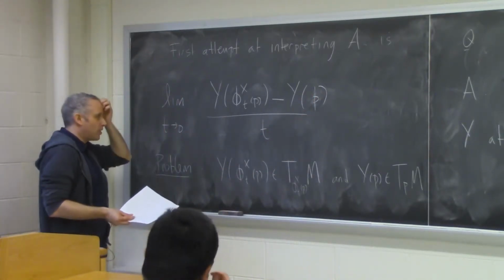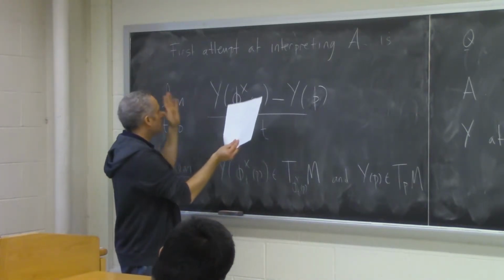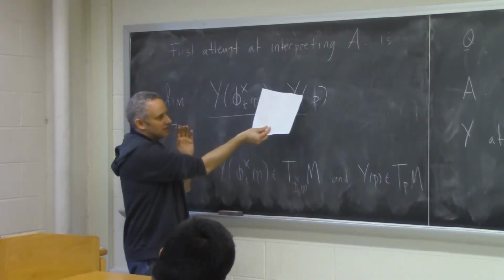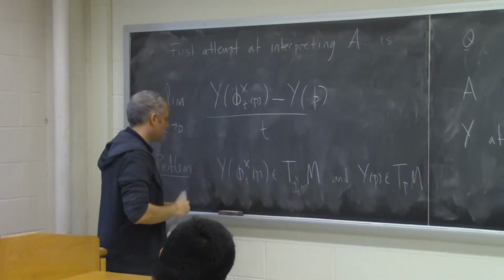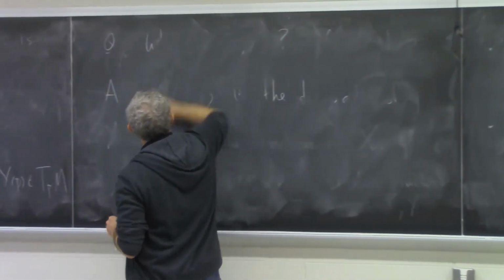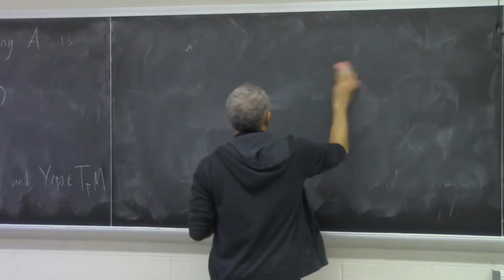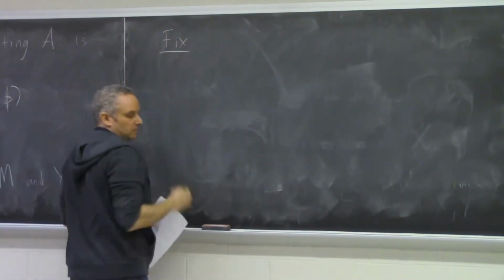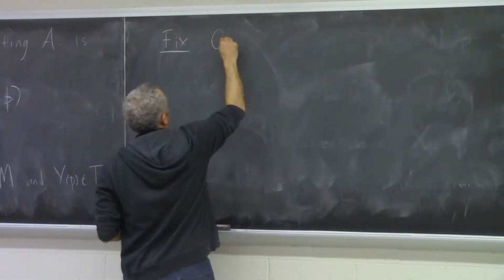So how are we going to resolve this problem? We have to move something. In order for this to make sense, we have to move one of these vectors so that it lies in the same vector space as the other. Otherwise, we can't subtract them. All right, so here's the fix. Well, we have a natural map which does this. So, the fix: consider.